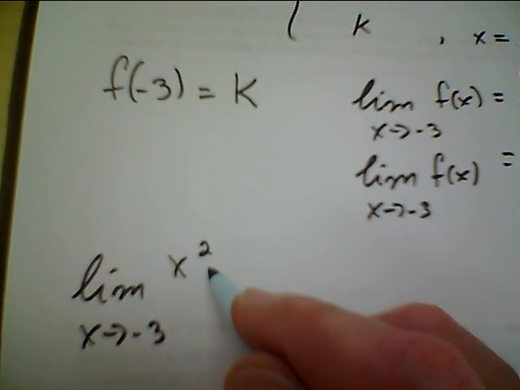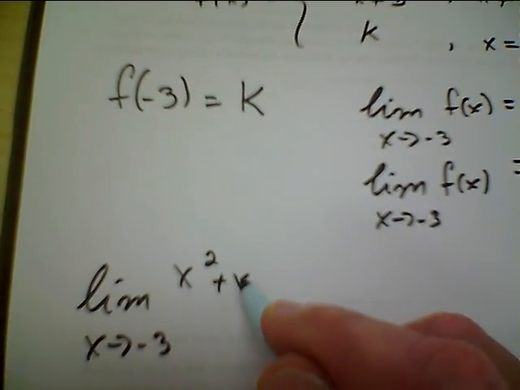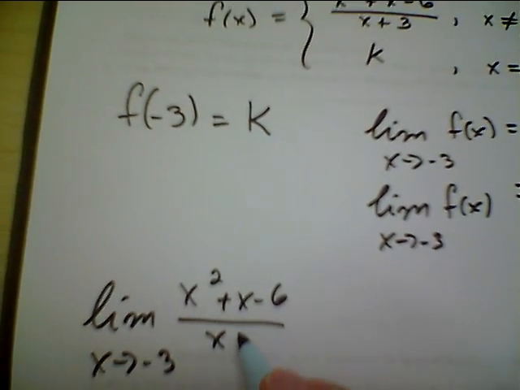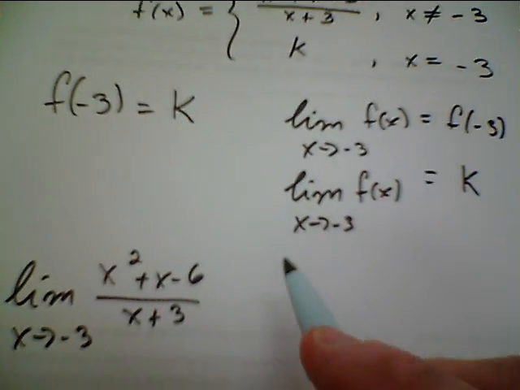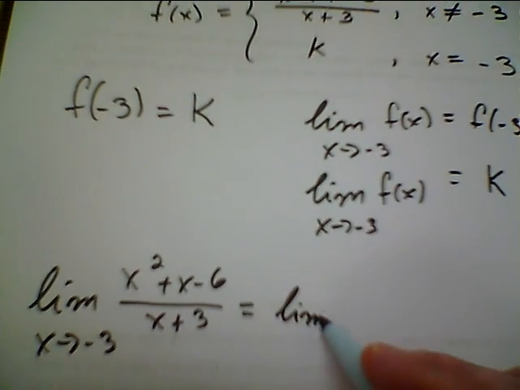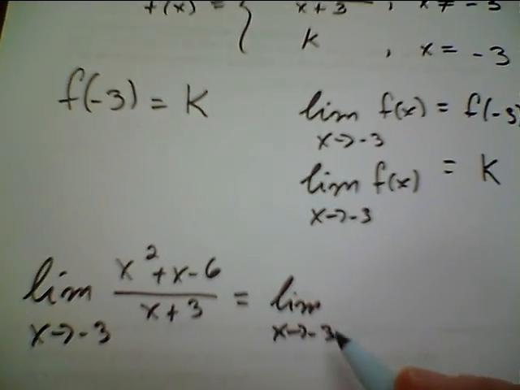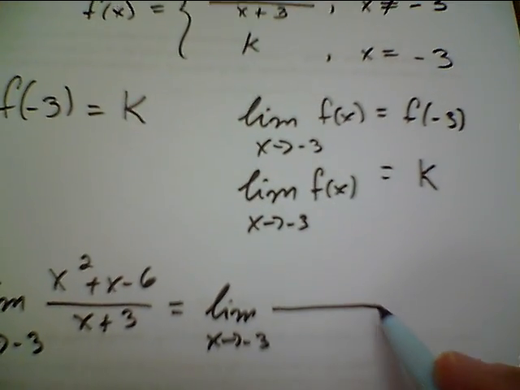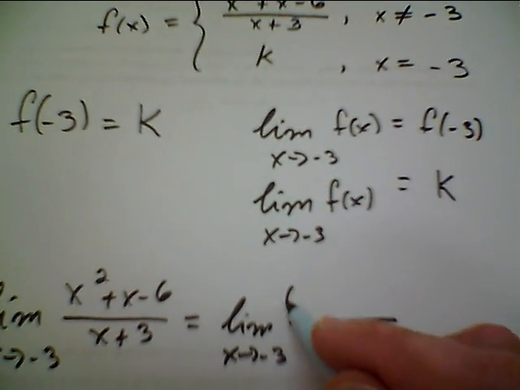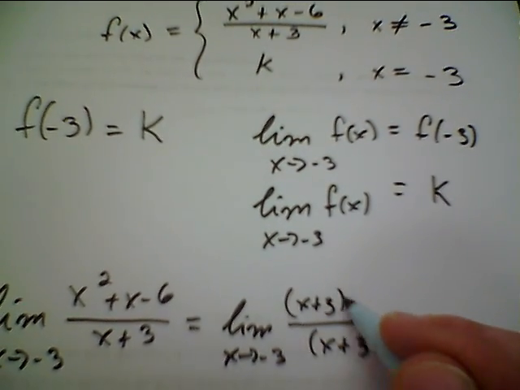x squared plus x minus 6 over x plus 3. All right, now, since we know that that's 0 over 0, that's inconclusive, because that's an indeterminate form. So I'm going to see if I can simplify the top, and it turns out that I can. It does factor.